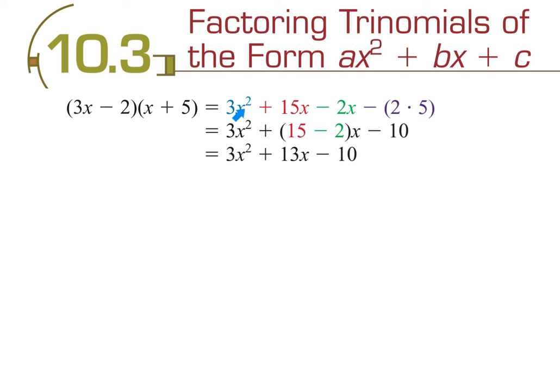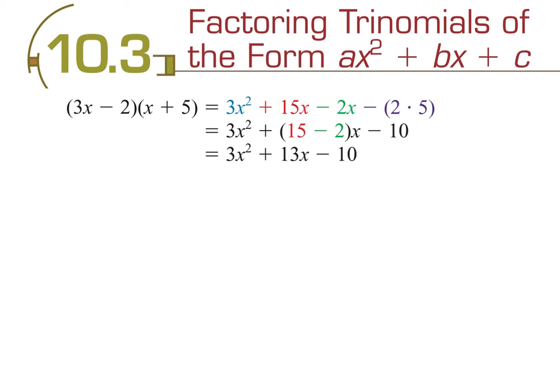Everybody see that? Negative 2 and positive 5. That gave me that negative 10 right here. So my first terms create my first term. My last terms create my last term. That's pretty straightforward. And so far, we've only had to worry about the last term and how those added up to the middle. But when you have something like this, the middle is created by more than just the last terms. My middle here is 13x.